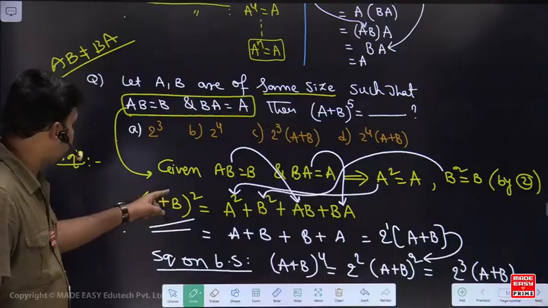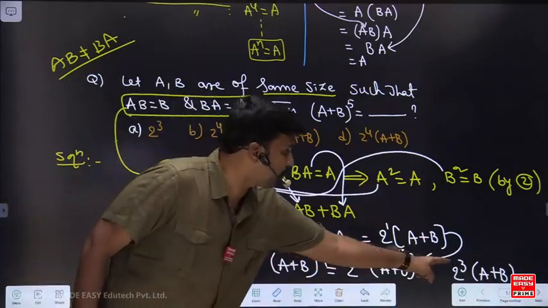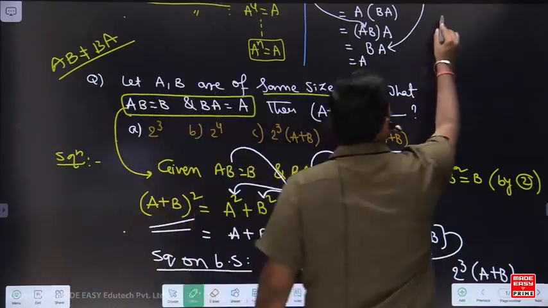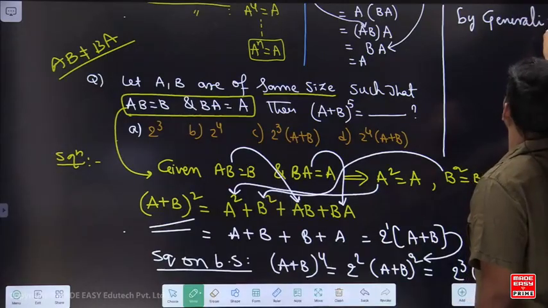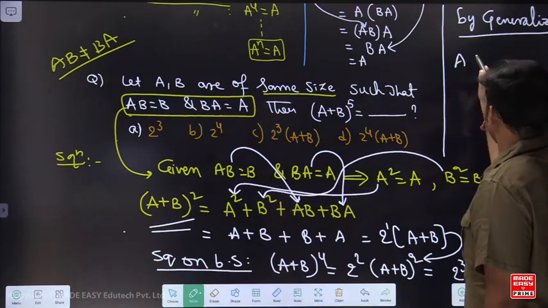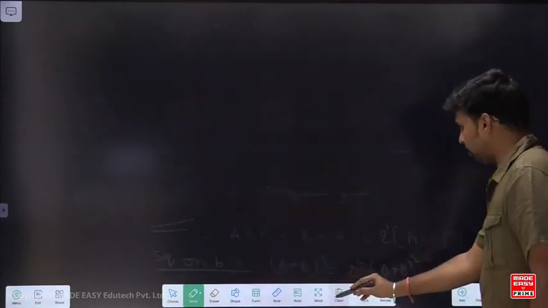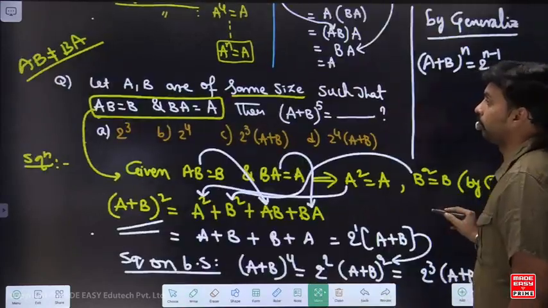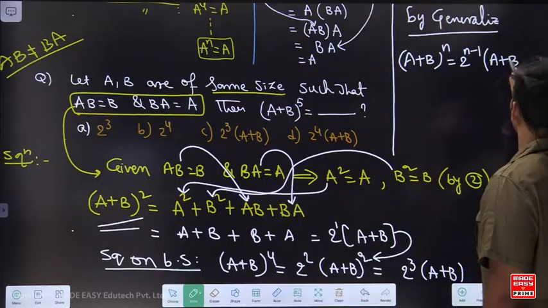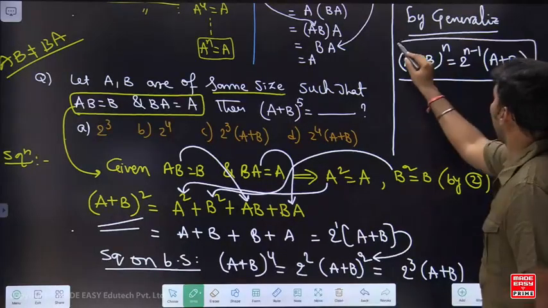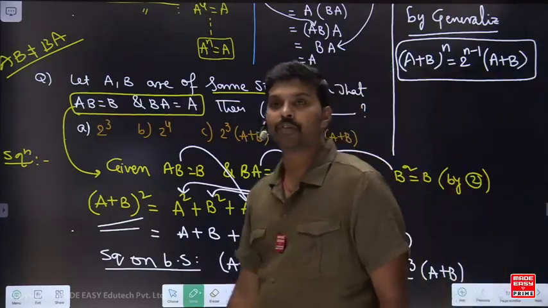I think now you can generalize. (A plus B) whole square is 2 power 1 into (A plus B). (A plus B) whole power 4 is 2 power 3 into (A plus B). So can I generalize here? By generalization, (A plus B) whole power n can be understood as 2 to the power of n minus 1 of (A plus B). So this is what we can understand from this example. The answer will be D.